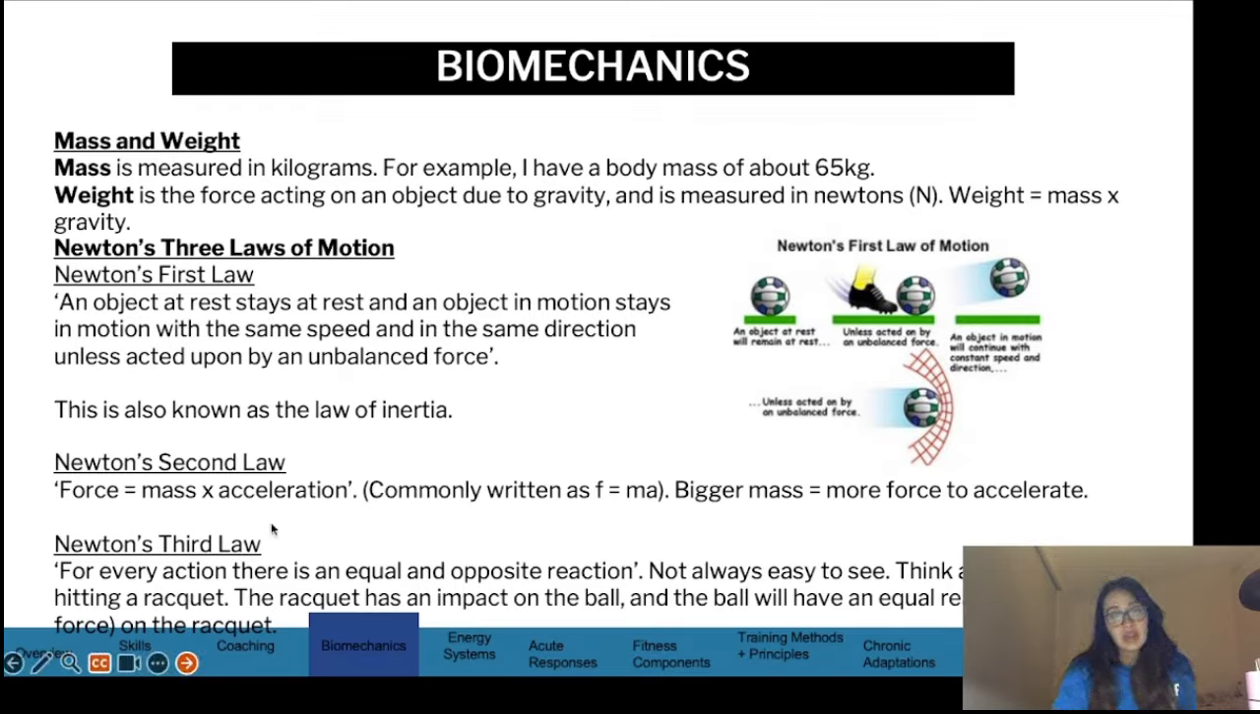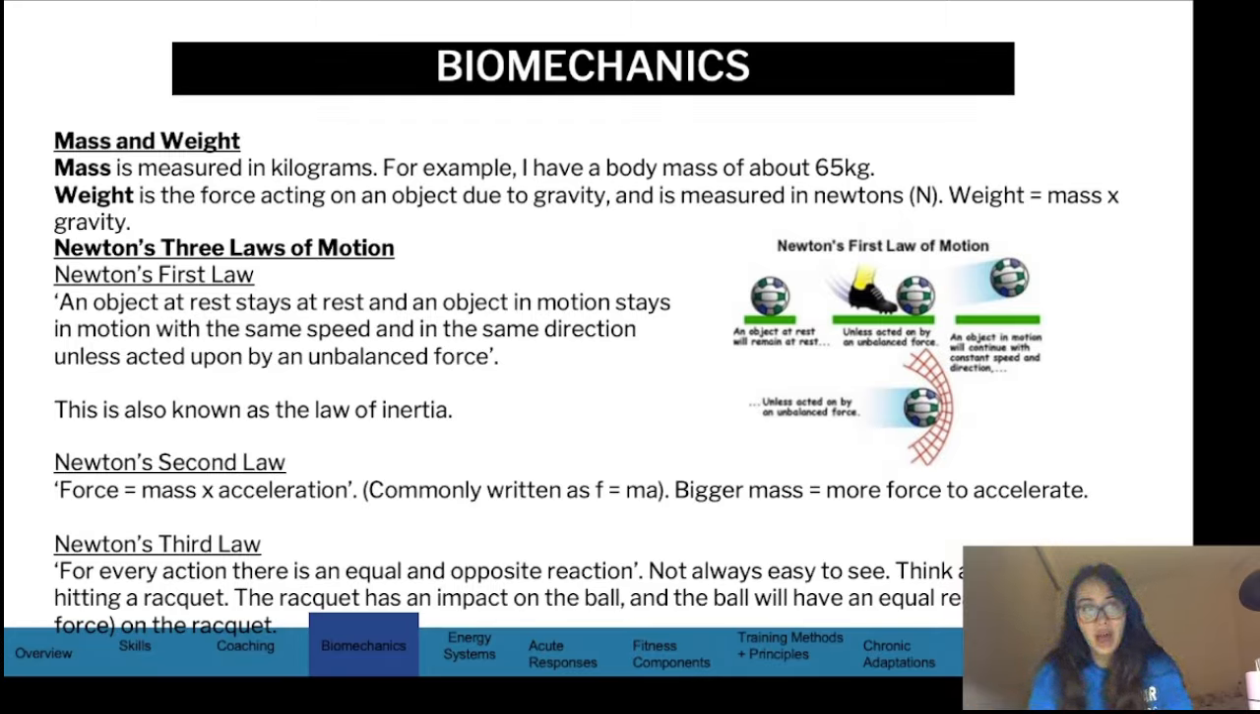For Newton's third law, it states that for every action there's an equal and opposite reaction. It's not always easy to see, but we do have some examples. When you hit a tennis ball with a tennis racket, the racket has an impact on the ball. But the ball also has an equal and opposite reaction on the racket. But because the ball has a smaller mass and weight, you can't really observe that effect on the racket.